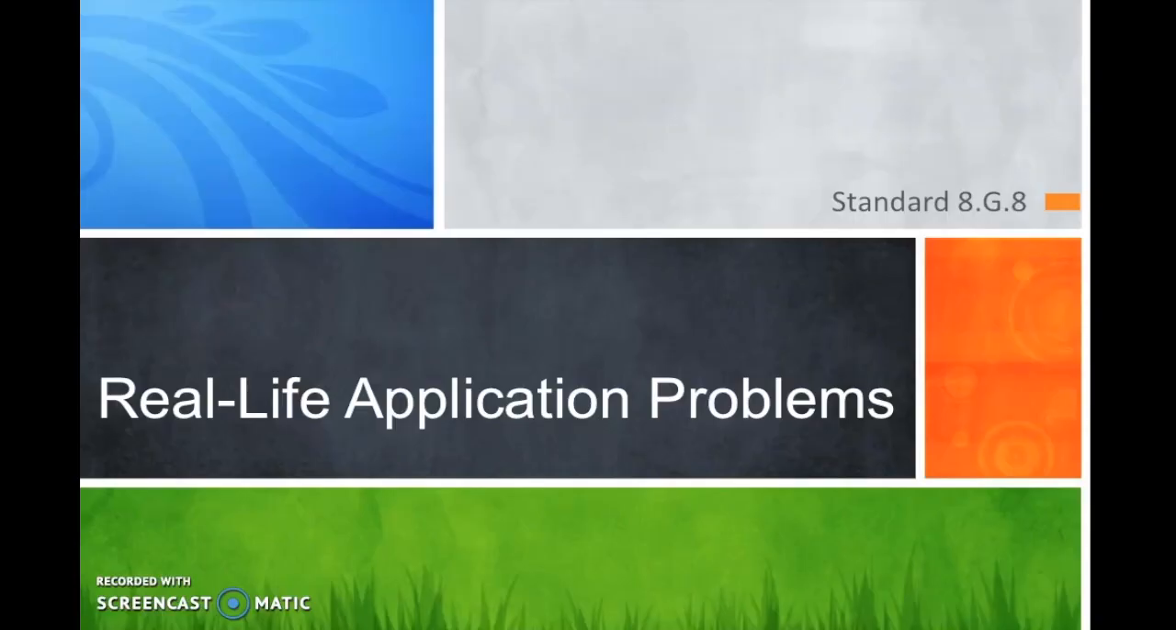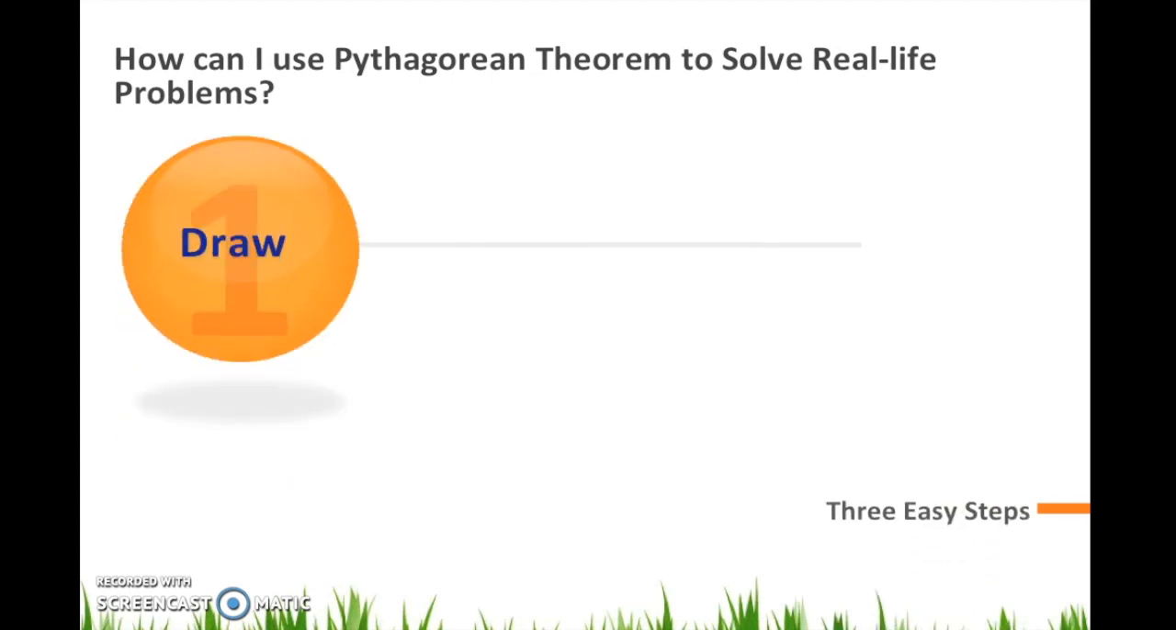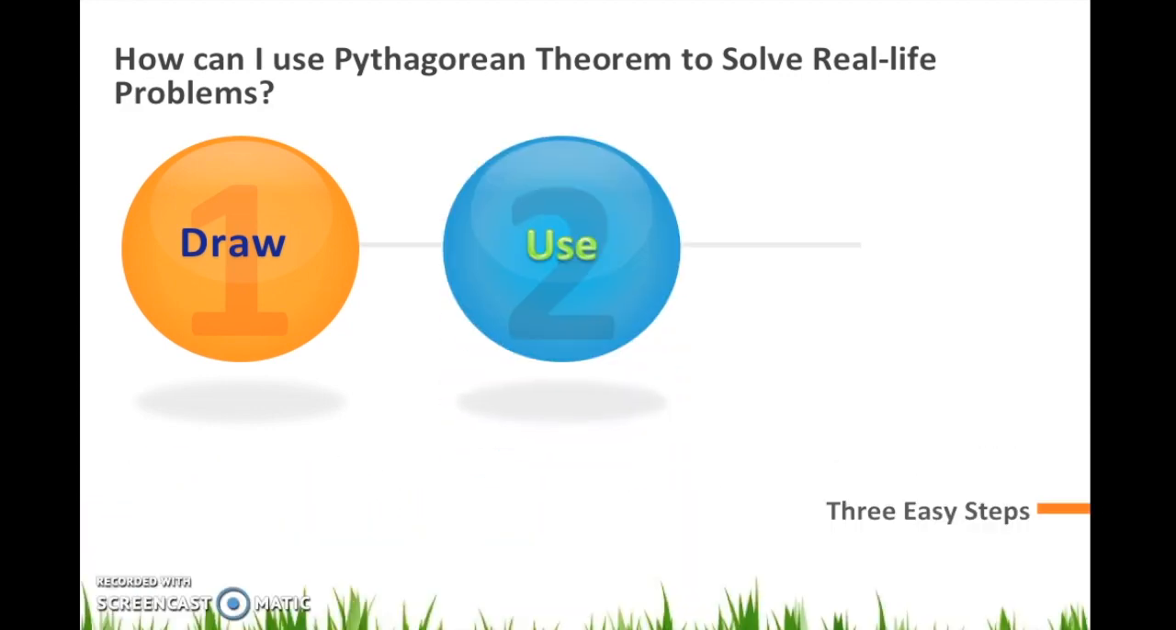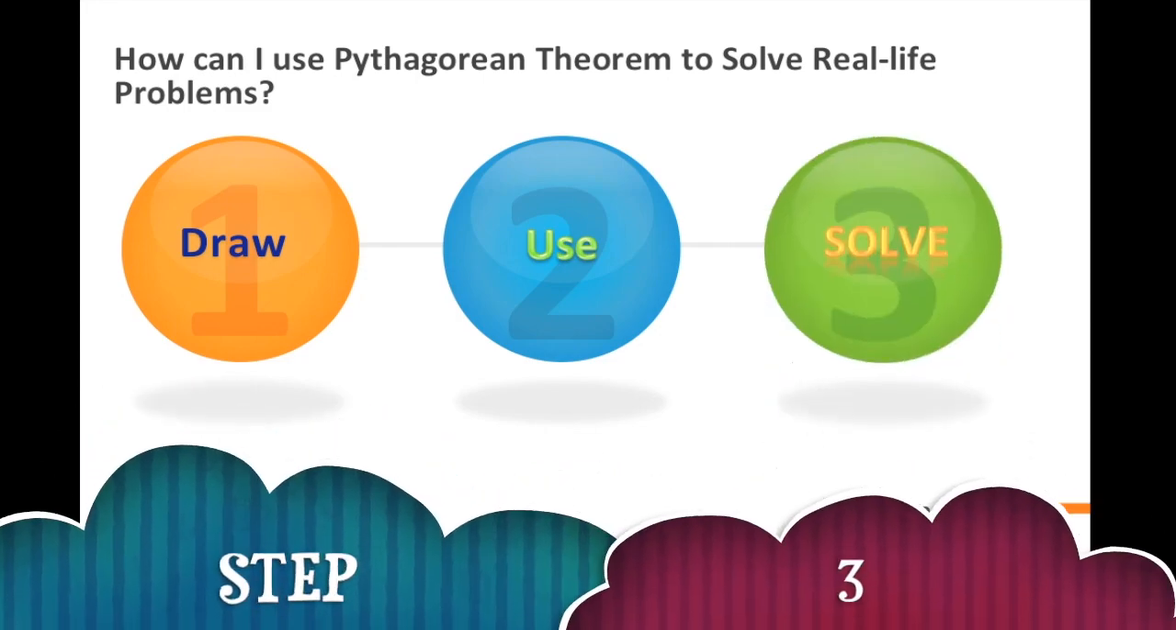Today we're going to take a look at real-life application problems using Pythagorean theorem. How can I use Pythagorean theorem to solve real-life problems? We're going to use 3 easy steps. Step 1, we're going to draw. We're going to use, and we're going to solve.